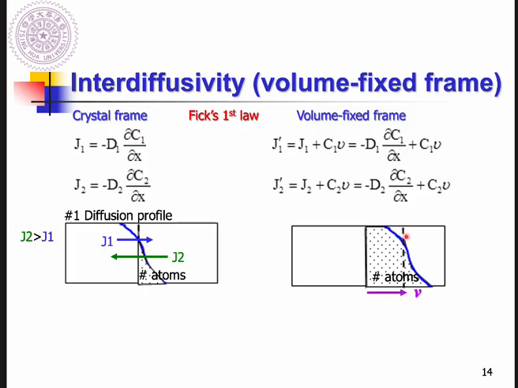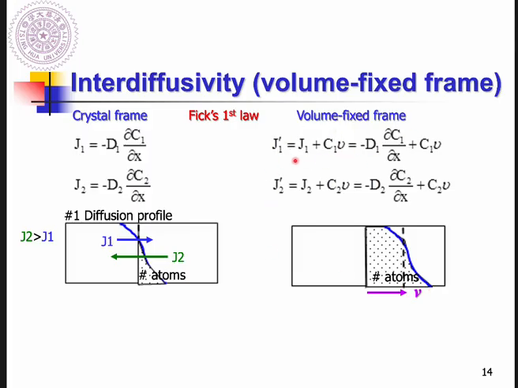Then after a while, you can measure. For example, people use a laser to punch an array of holes at the interface, and they can visualize the array of holes moving when the interdiffusion happens. Then you can easily get the velocity of this interface.